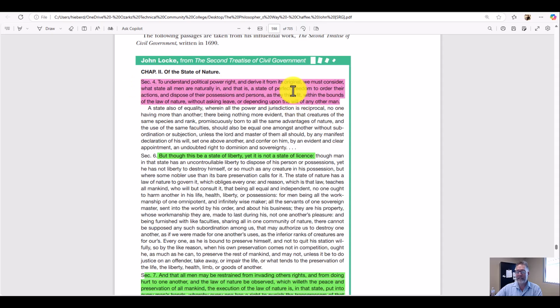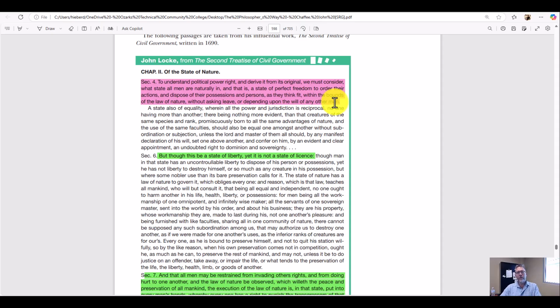Now remember the distinction I was making earlier. There's a difference between freedom and license. State of nature, it's a state of freedom, but it's not a state of license. I'm free, but that doesn't mean that I can just do anything the hell I want to do. And we'll explain how Locke identifies those limitations here in a second. Within the bounds of the law of nature, without asking leave or depending upon the will of any other man.